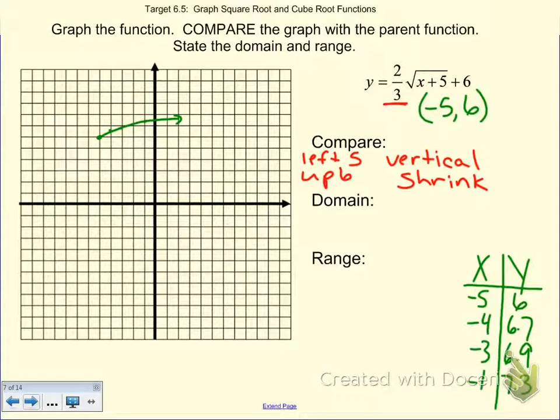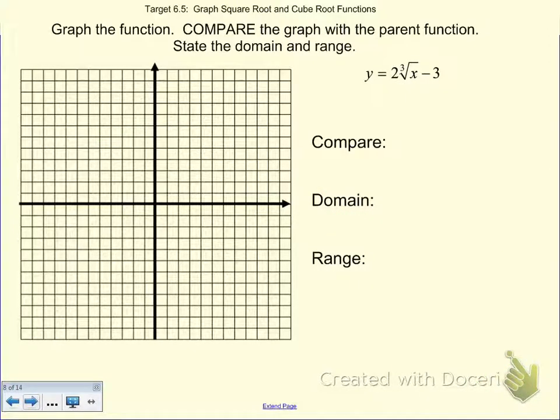Our domain still has to do with our Hankin-Kelly. It's going to be x is greater than or equal to -5. Our range is going to be y is greater than or equal to a positive 6. Okay, try this next one. This one's a little bit different.